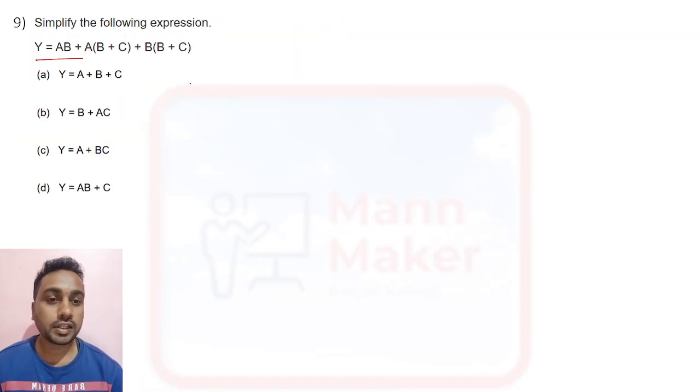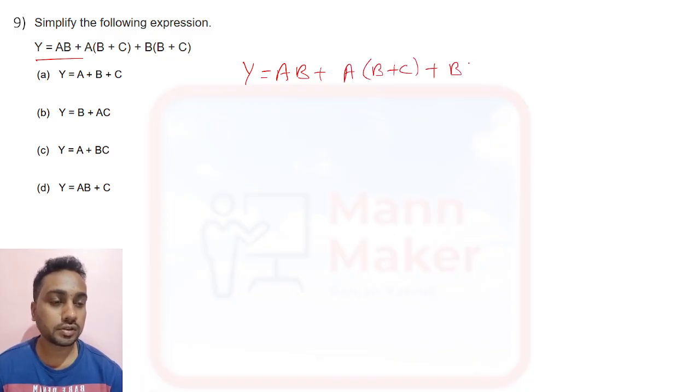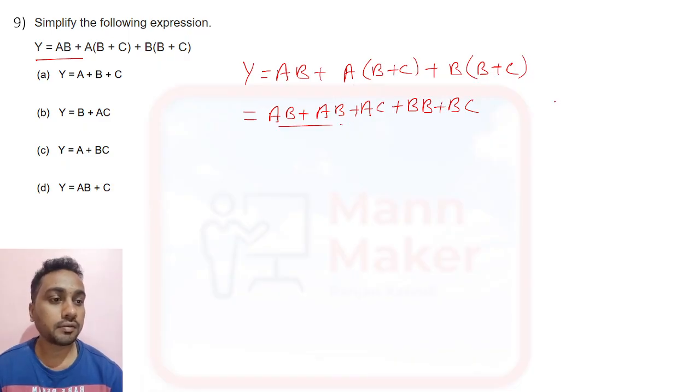Now we have to simplify these things. This is Boolean algebra, this question is from digital. So I think you know about Boolean algebra. So this is B plus C. Now what will we do? We can write AB plus AC, and here we can write BB plus BC. Now this AB and AB: generally A plus A is what? A plus A is A.